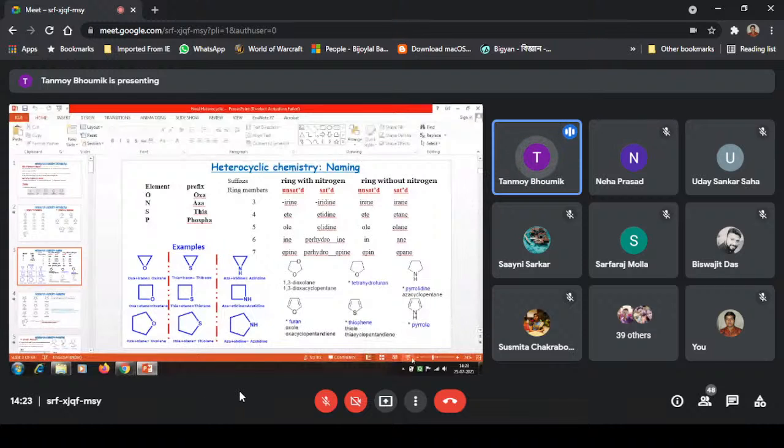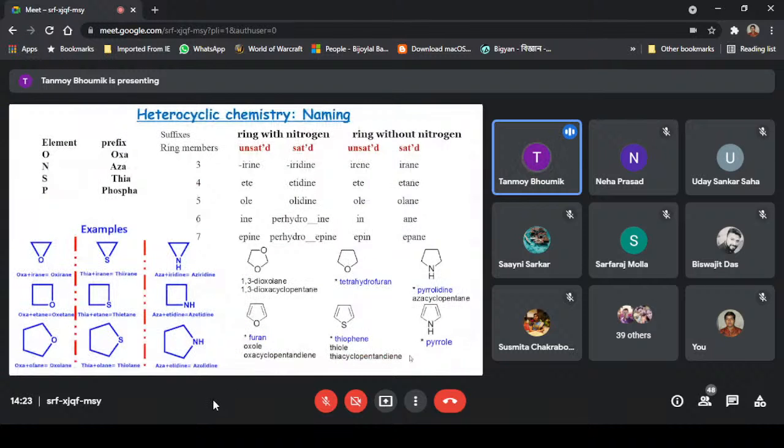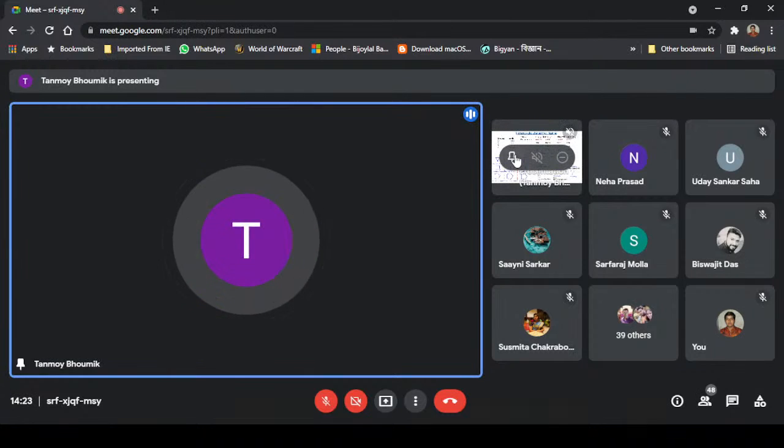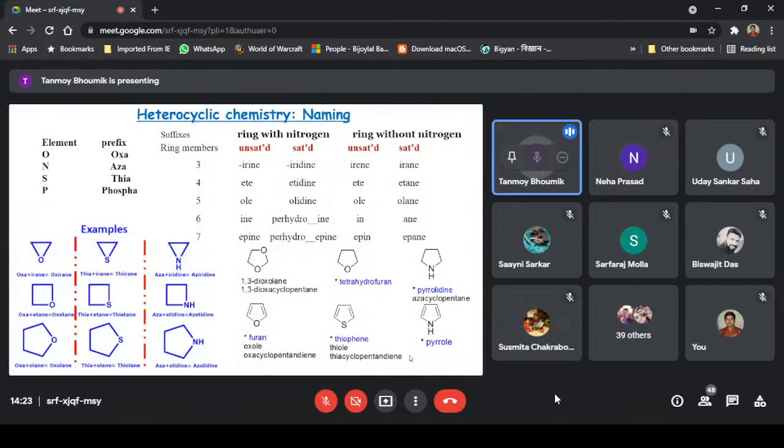So coming back, where were we? In nomenclature. I said that for the different heteroatoms oxygen, nitrogen, sulfur and phosphorus there are prefixes like oxa, aza, thia and phospha. Similarly, whenever the ring has 3, 4, 5 or 6 members, rings with nitrogen have one suffix and rings without nitrogen have a different suffix. These are tabulated here, and it can be applied to this one.